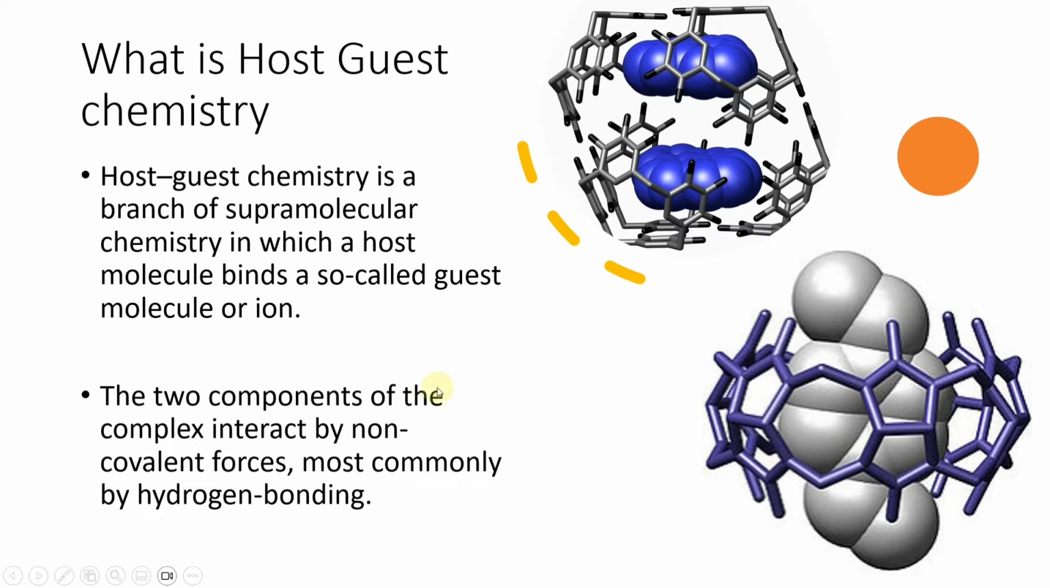So these two components, this blue molecule and this gray molecule, interact by non-covalent forces, most commonly by hydrogen bond. So the type of bonding that is present between the host and the guest is a non-covalent interaction, and non-covalent interaction includes the ion-ion interaction, the ion-dipole, the hydrogen bonding, and the London dispersion forces. All of these are the non-covalent forces that are present between the host and the guest molecule.